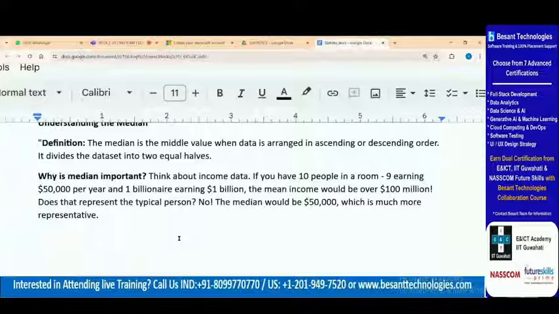So then, why we go to median is this: think about you have income data. If you have 10 people in a room, 9 earning $50,000 and 1 person earning $1 billion, the mean income would be over 100 million. That is not representative when calculated using mean. So the median would be $50,000, which is more representative compared to using mean. In that case, we can just go with the median.